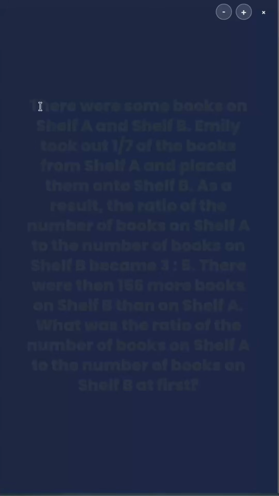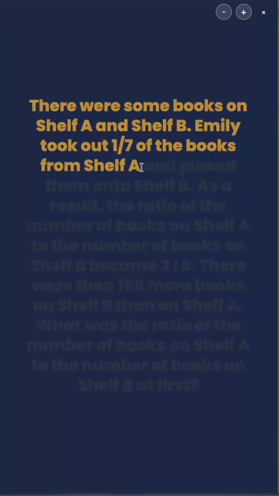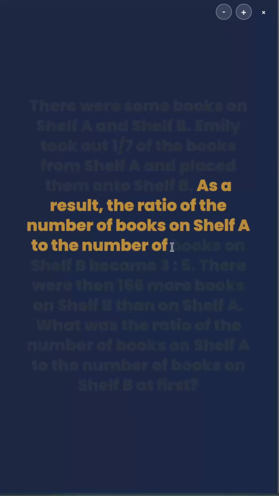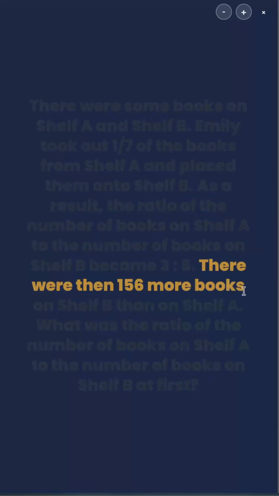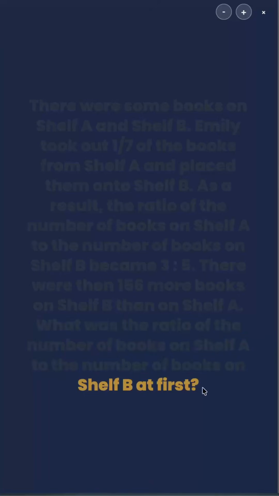Question 16, Part A. There were some books on shelf A and shelf B. Emily took out 1/7 of the books from shelf A and placed them onto shelf B. As a result, the ratio of the number of books on shelf A to the number of books on shelf B became 3:5. There were 156 more books on shelf B than shelf A. What was the ratio of the number of books on shelf A to the number of books on shelf B at first?